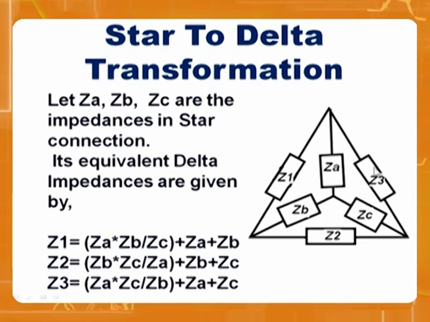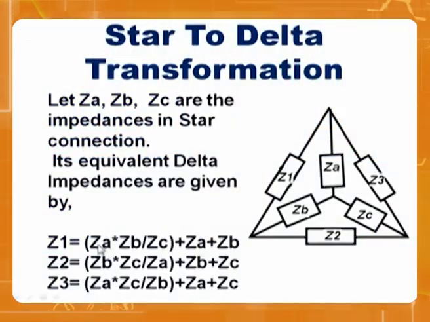Z3, same thing, I will show you. What is connected for Z3? ZA, ZC, and by ZB. Then the remaining get added. So ZA, ZB is multiplied, ZA, ZB is added. ZB, ZC multiplied, added. That's why I am just telling you how to remember.